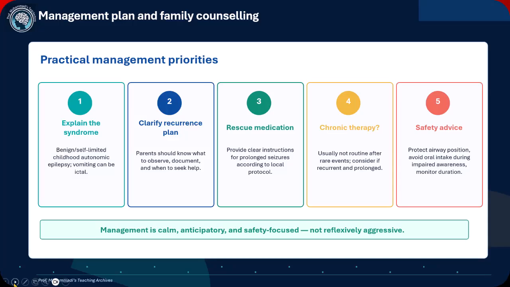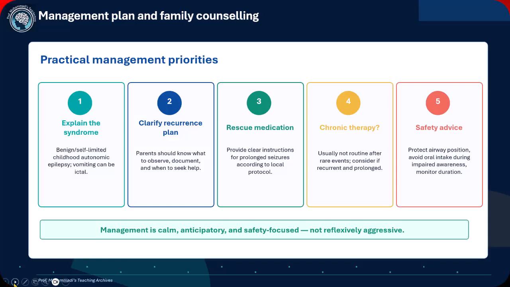The first step is to explain the syndrome clearly. Vomiting can be part of the seizure, not necessarily a gastrointestinal illness. Parents should know what to observe, how to document the duration and features of future events, and when to seek emergency help. Because seizures in this syndrome may be prolonged, families should receive a clear rescue medication plan according to local practice.